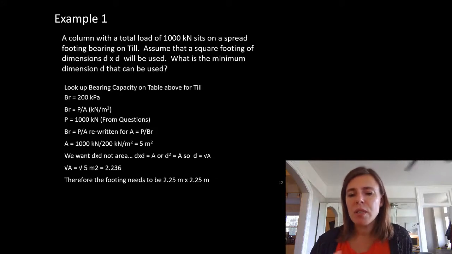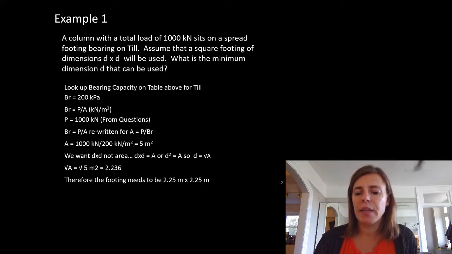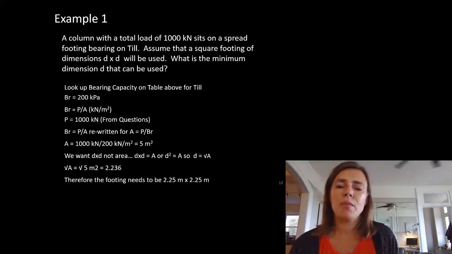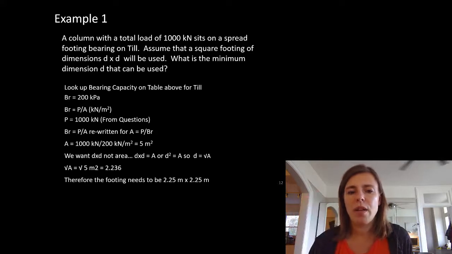If we were in inches, we might do it in the equivalent inches, so they'd be off just a tiny little bit. But we're dealing with a metric project here. They gave us all the values in metric. We're going with our metric answer here. So our footing D would need to be 2.25 meters.